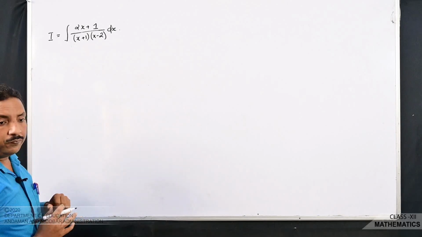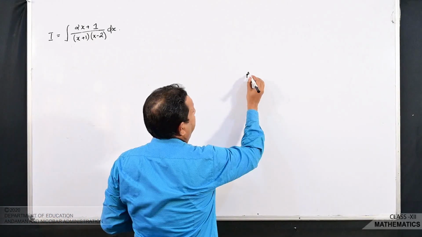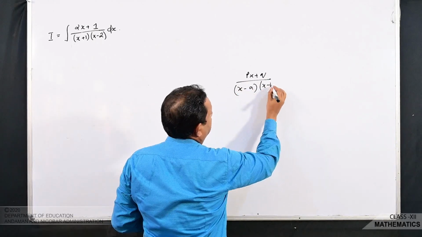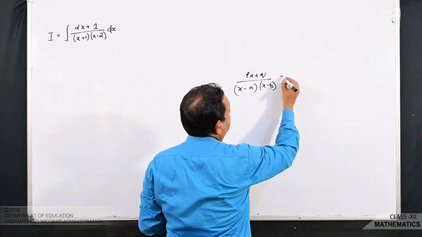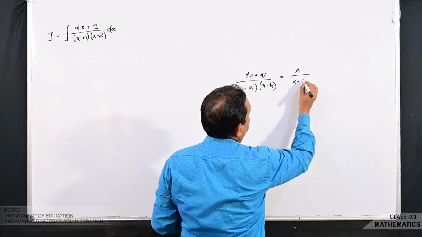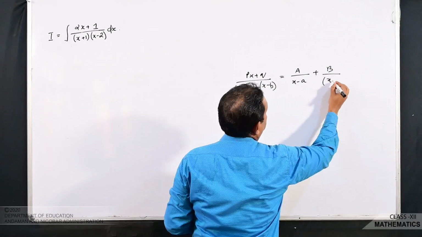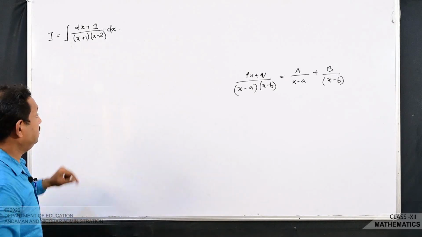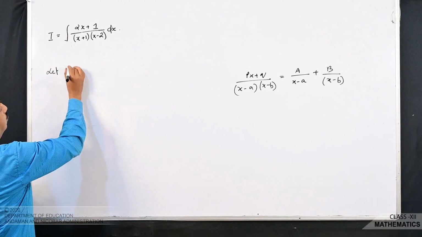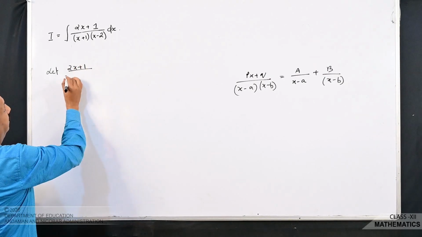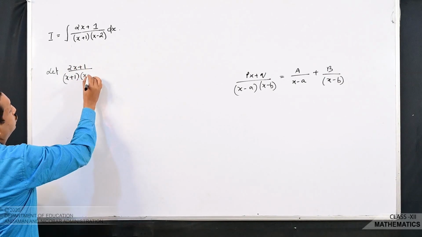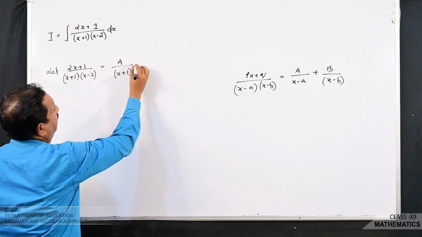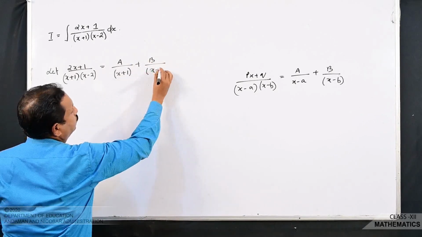Now check the first form. Our first form was (px plus q) upon (x minus a) into (x minus b). If it is in this form, then we can split the terms as a by (x minus a) plus b by (x minus b). So it is exactly the same form as this one. That means we assume, let (2x plus 1) by (x plus 1) into (x minus 2) be a by (x plus 1) plus b by (x minus 2).